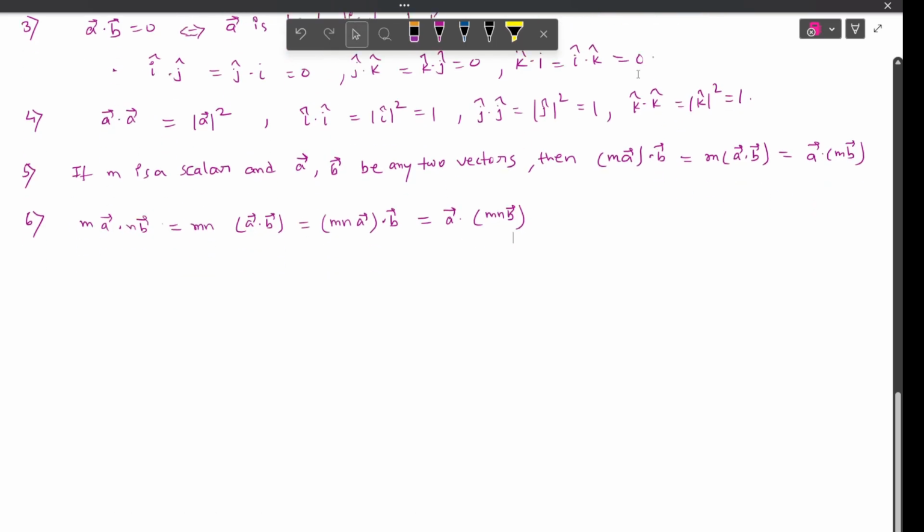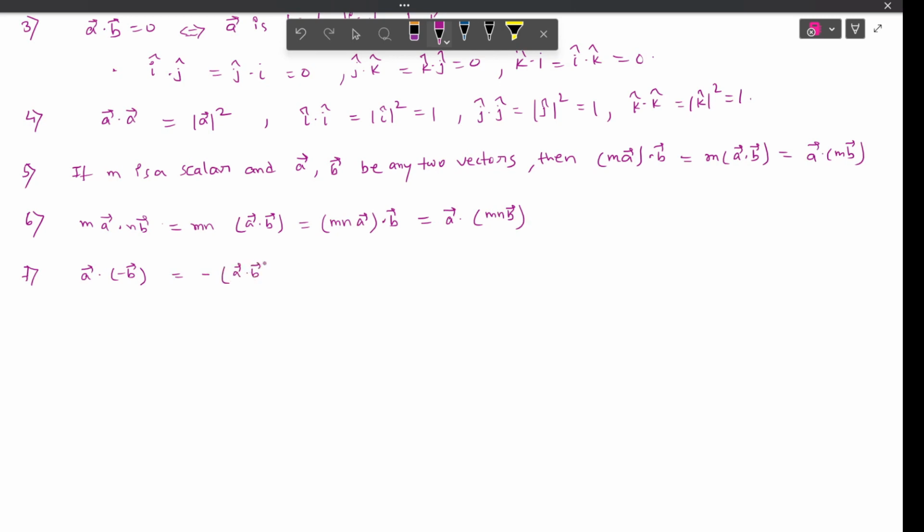So our next property is 7, which is for any two vectors A and B, A dot minus B vector is minus of A dot B vector, and we can say minus of A vector dot B vector. And if we have minus A vector dot B vector, it is the same as minus of A dot B.